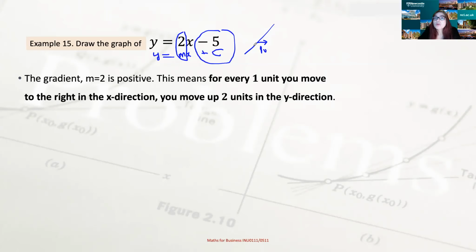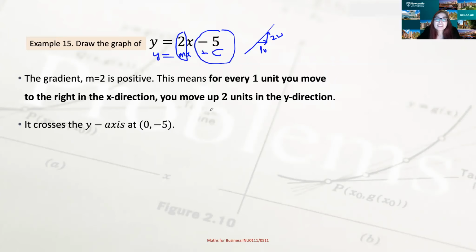As you move 1 unit towards the right, because it's a positive gradient, what happens? You have to go up. You go up by 2 units along the y direction. That's what it means. Can you draw this then?